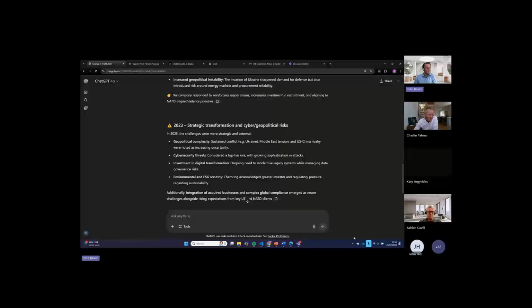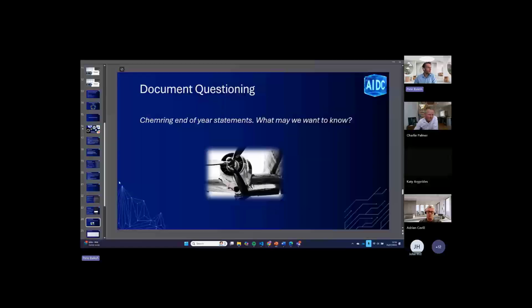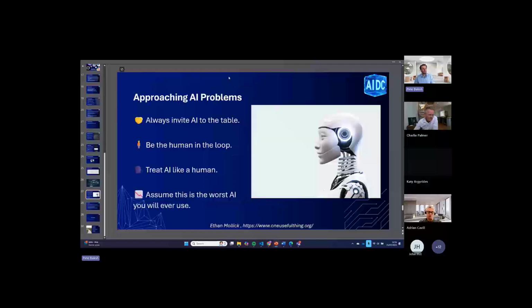Okay, a little bit behind, so we've already talked about enterprise licenses. Approaching AI problems. I think this is a good slide to begin to end on. Get used to these platforms and always invite AI to the table if you're working on a new task.